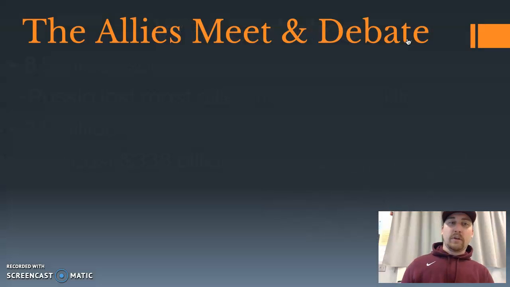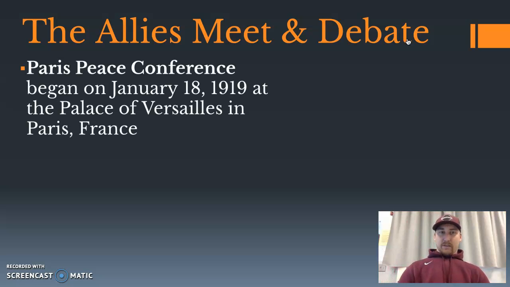So moving on, what happened with the Treaty of Versailles, or how did it come to be? First, we had the Allies meeting at the Paris Peace Conference. This began on January 18, 1919 at the Palace of Versailles in Paris, France.